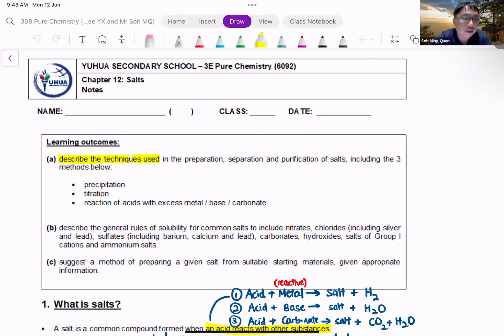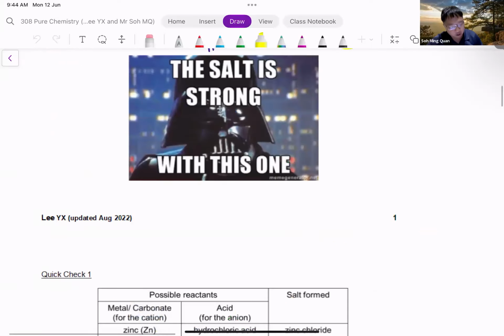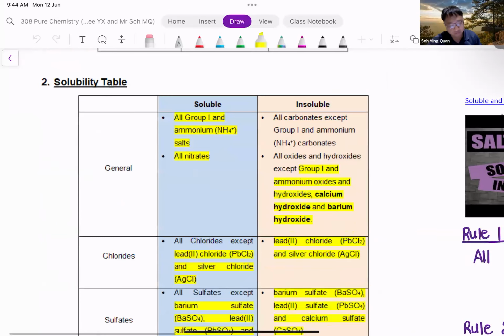Okay, so there are three main barriers to salt preparation. Number one, the solubility rules of the salts. Number two, the method used to make each type of salt. Number three, the starting materials used for every single method. So knowing that there are three barriers to salt prep, you must learn what the three barriers are, okay? So first, let's start off with the solubility rules.